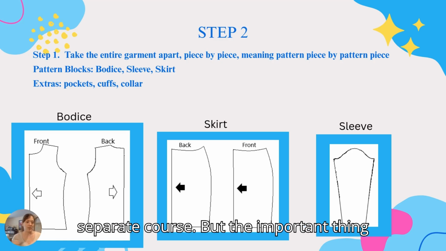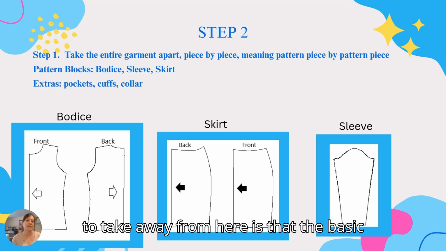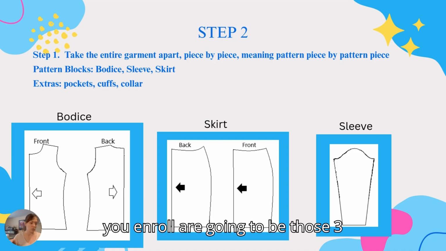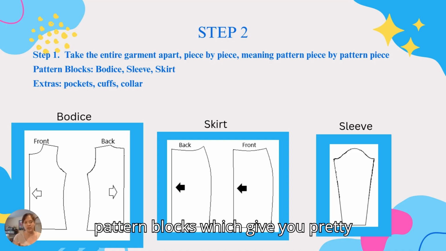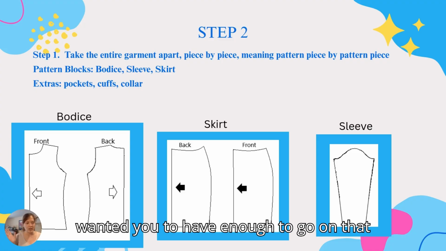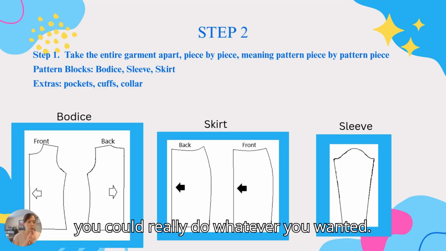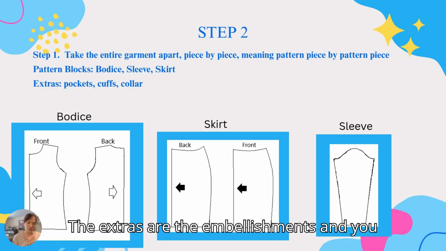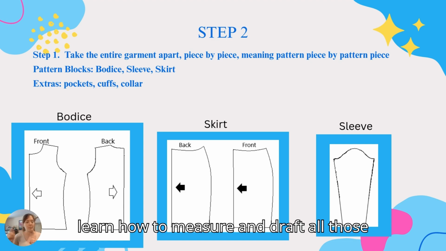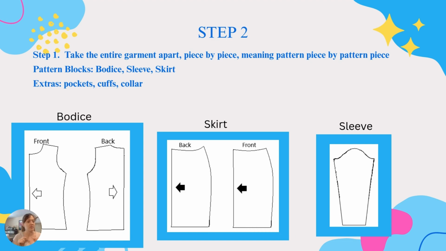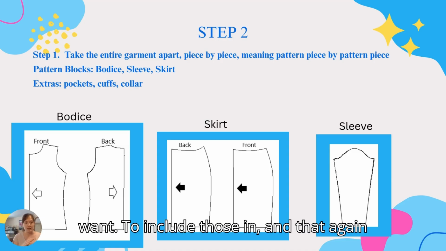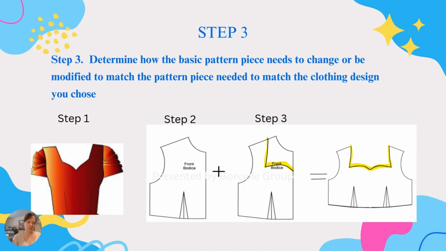But the important thing to take away from here is that the basic pattern blocks that you're going to create in Seamstress Accelerator when you enroll are going to be those 3 pattern blocks, which give you pretty limitless design options. And I wanted you to have enough to go on that you could really do whatever you wanted. The extras are the embellishments, and you will learn how to measure and draft all those for yourself for whatever design that you want to include those in, and that again will be a separate course.